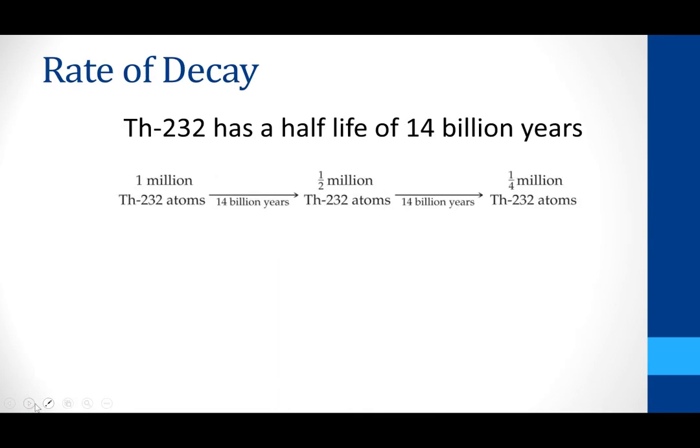Half-lives vary vastly from element to element or isotope to isotope. Here we see thorium-232. It has a half-life of 14 billion years. So if I have 1 million atoms of this thorium, after 14 billion years, I'm going to have 500,000. What this tells me is thorium breaks down very, very slowly. So it must be pretty stable if it takes that long to break down. This is a pretty slow half-life.